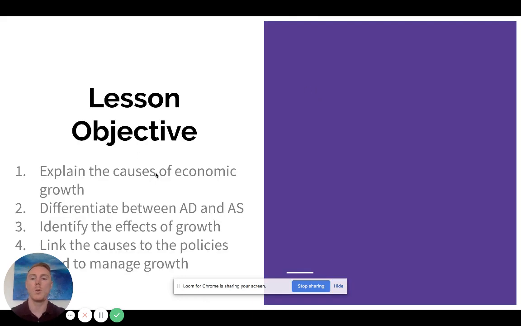So we've explained the causes. We've looked at how growth can come from aggregate demand or aggregate supply. We quickly went through the effects of growth, and then we've linked the policies to either the aggregate demand or aggregate supply, macro or micro.